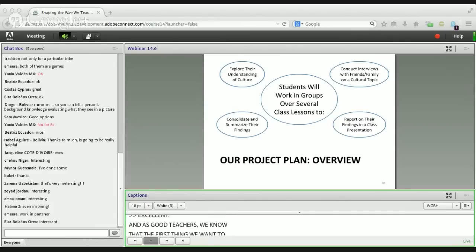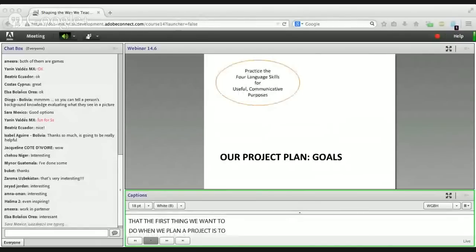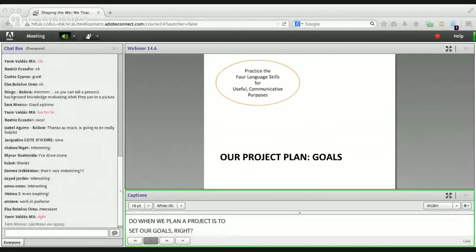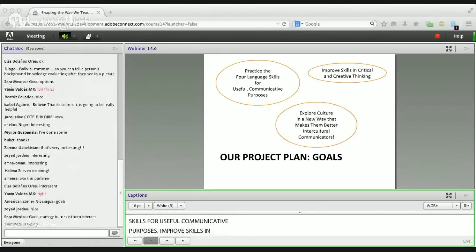Excellent. And as good teachers, we know that the first thing we want to do when we plan a project is to set our goals, right? So our goals in this project are to practice the four language skills for useful communicative purposes, improve skills in critical and creative thinking, and explore culture in a new way that makes them better intercultural communicators.